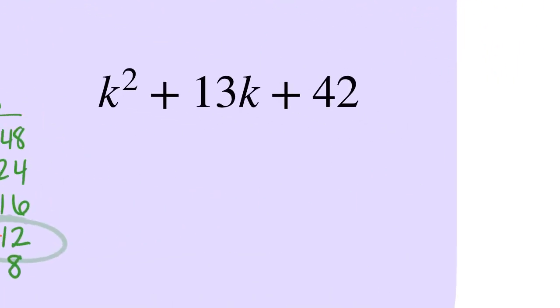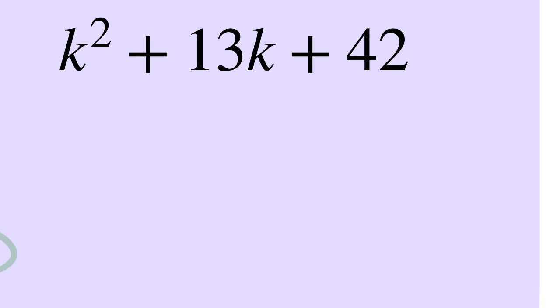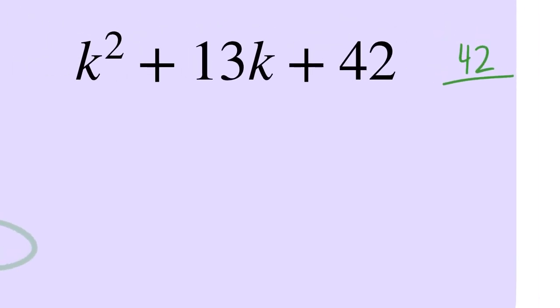All right, and then the last example. The last example, everything is positive, which is really nice. So this is just like the other video that we did. Everything's positive. So factors of 42. Now you might not need to make a list. Can you think of factors of 42 that would get you to 13? I'm just going to let you think about that for a minute. Think about factors of 42 that would get you to 13.